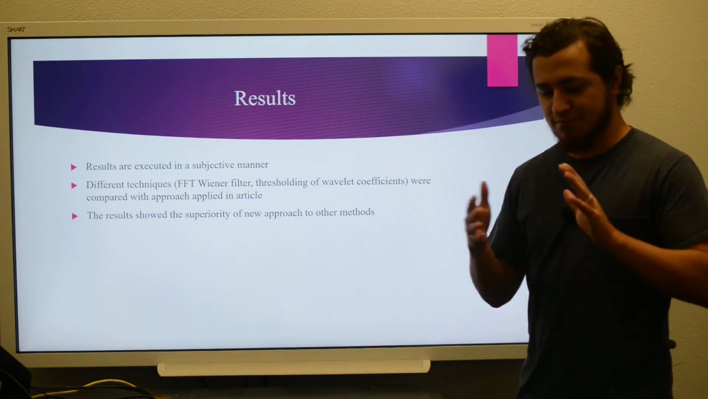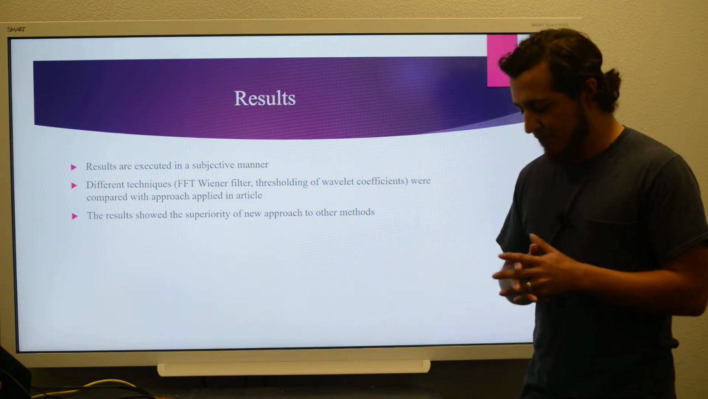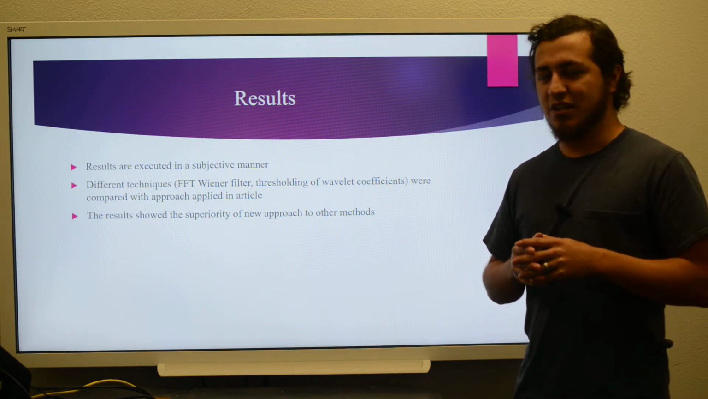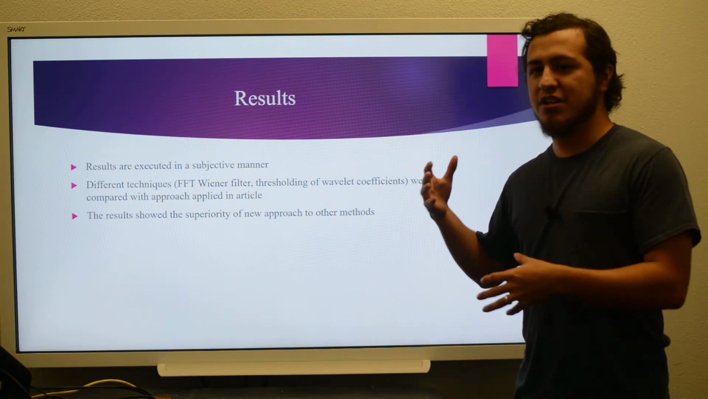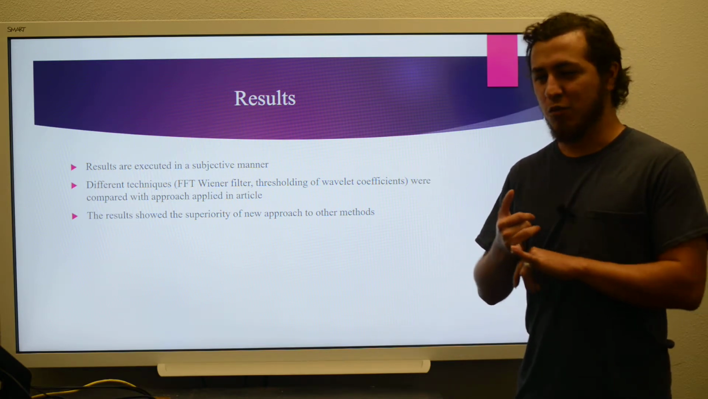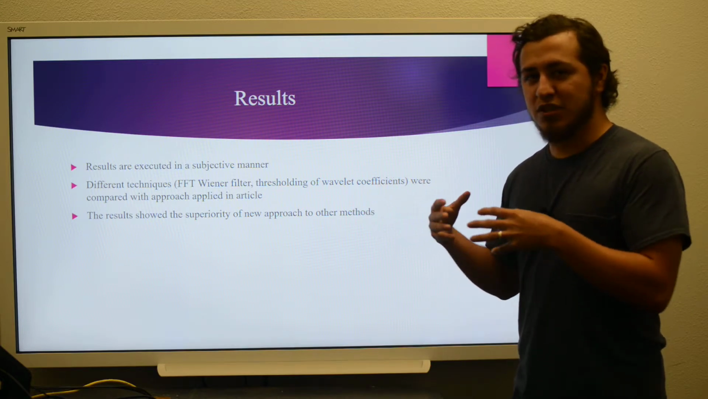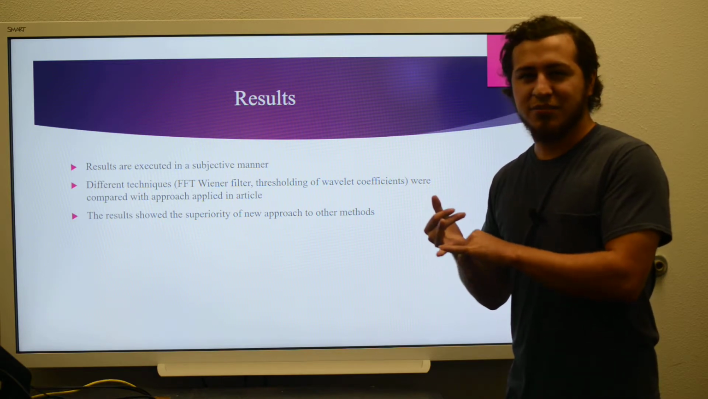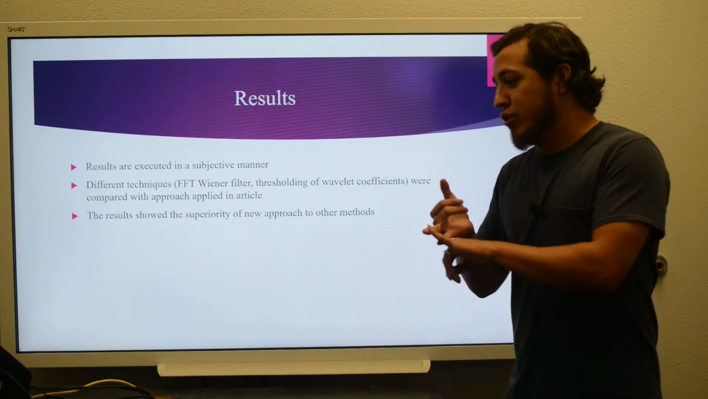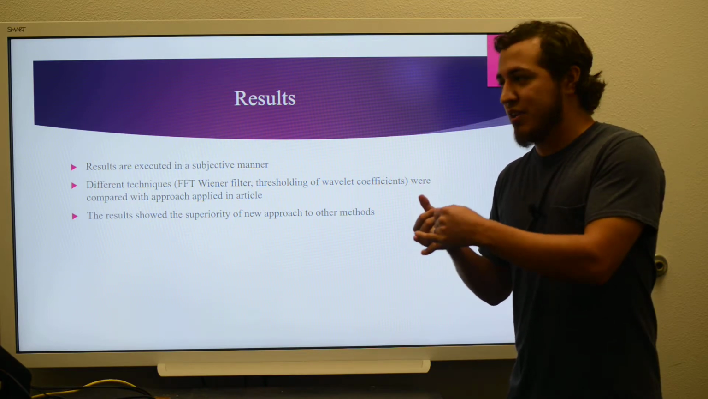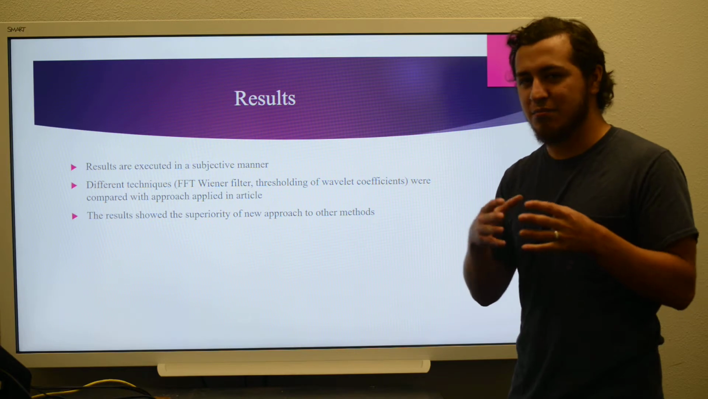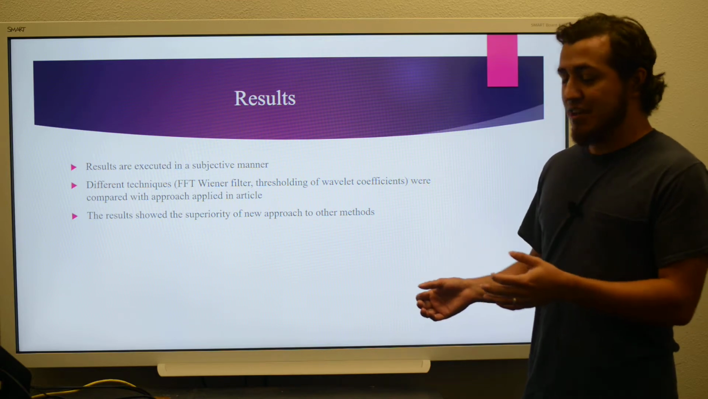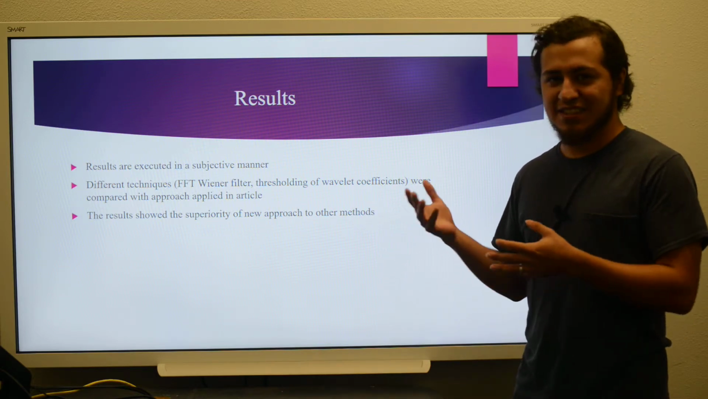As for the results, the experiment that the authors used was actually subjective. So they decided to go ahead and play it by ear, see what sounded better, whether or not their way of enhancing the speech was better than thresholding of the wavelet coefficients, which is also called the Donoho method, as they mentioned, or using a fast Fourier transform with the Wiener filter as well. They decided to play these out by ear, which we'll be discussing whether or not that was a good idea. So from their results, they showed that with that subjective test, theirs was better.